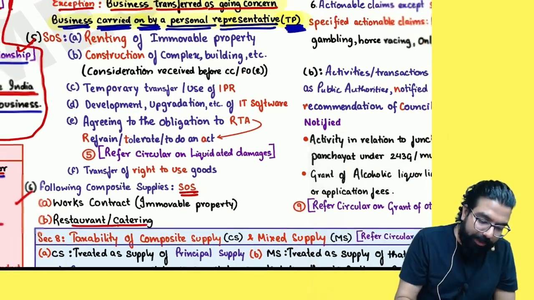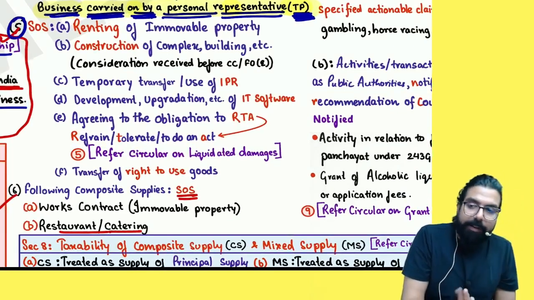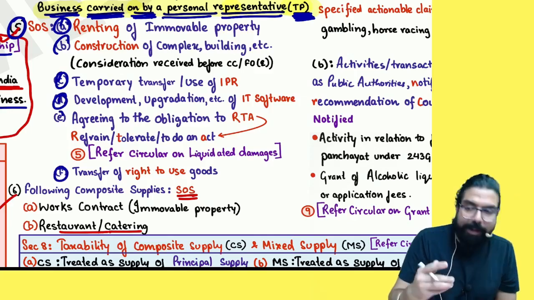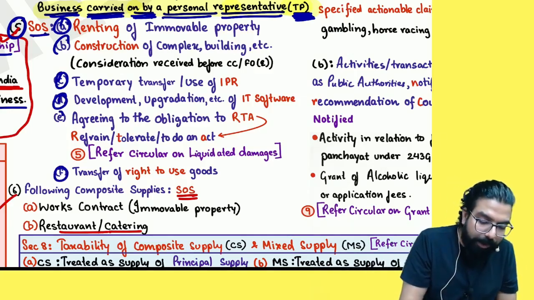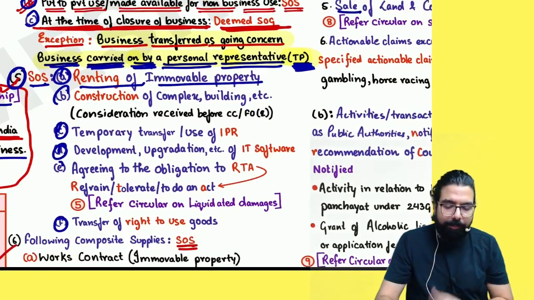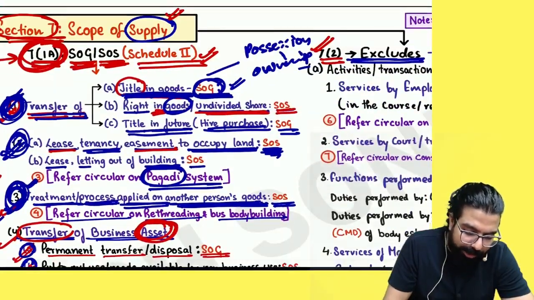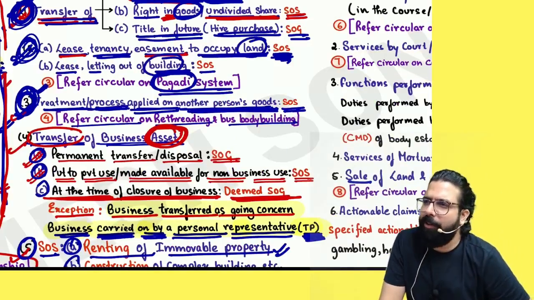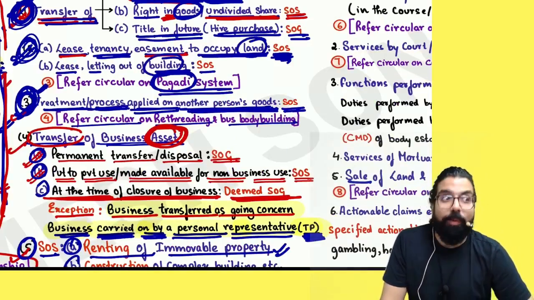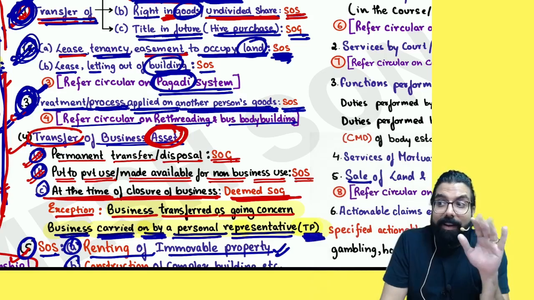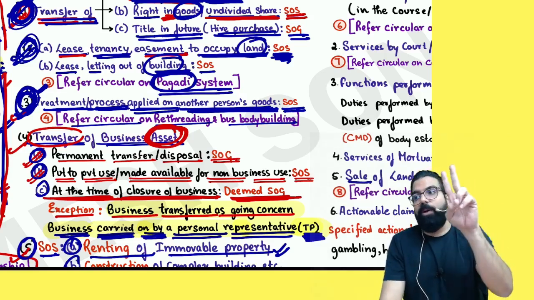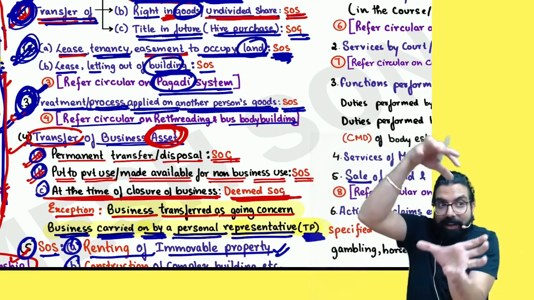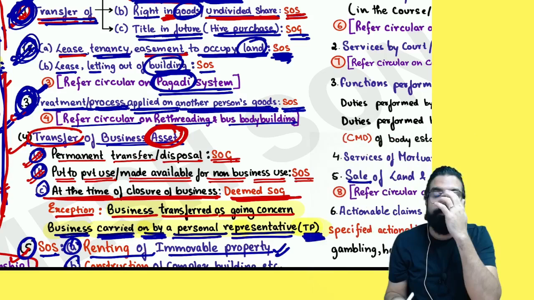Everyone over here now, listen. In the 5th paragraph, they are telling that these 1, 2, 3, 4, 5, 6 items will always be supply of service. Number 1, renting of immovable property. People, you will tell, sir, immovable property, you already told about land and building. Correct? No. But do you think immovable property is only land and building? What is immovable property? Land, benefit out of land, things attached to the land, or anything attached to what is attached is also immovable.